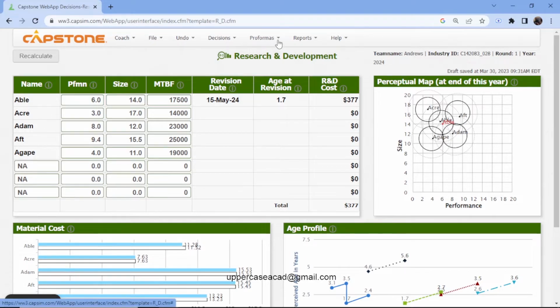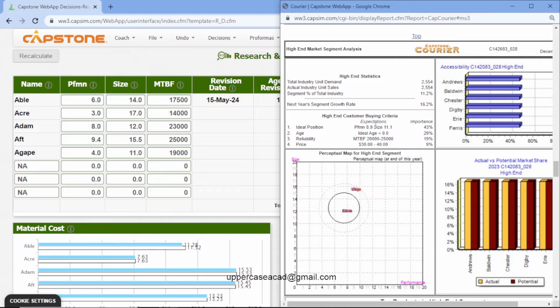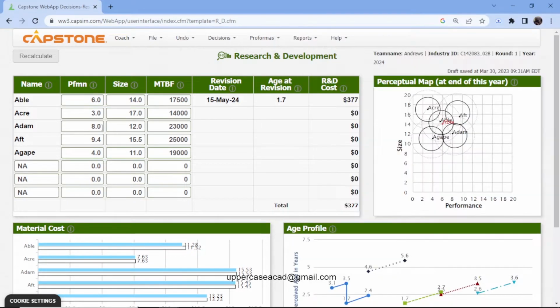Then for Eka, I think it's a low-end product. I'll not change it. Then for Adam, let me go back into my high-end. If you look at my product, Adam is in the high-end. Here, customers give a product with the ideal position of 43%. Age has an importance of 29%. Reliability has an importance of 19%, and price has an importance of 9%. So for this case, I'll give it 8.9, and size I'll reduce it to, let me say, 11.1. I'll not touch my mean time before failure again in this one.